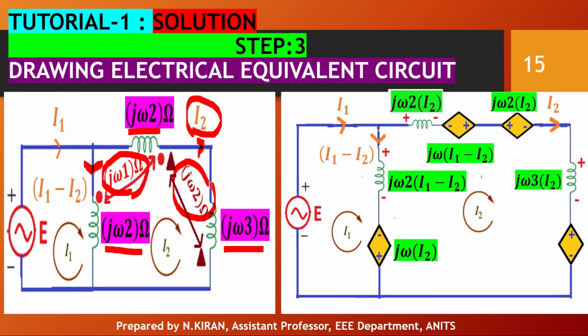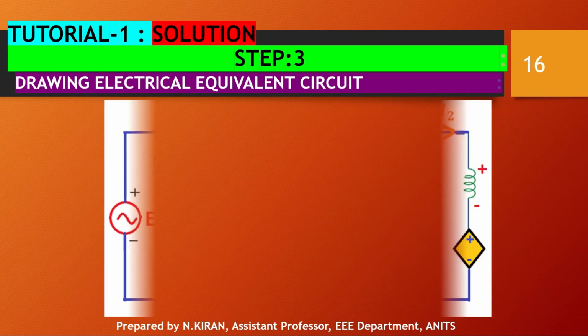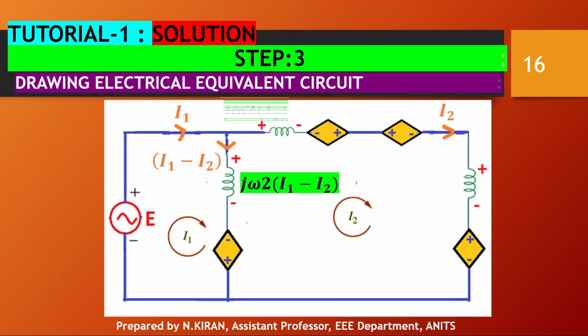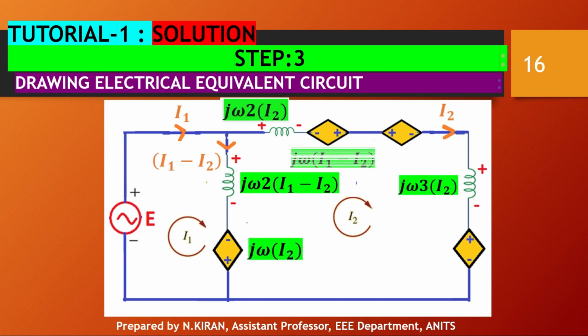And lastly, the third coil. The third coil is magnetically coupled with the second coil. Therefore, the current flowing in the second coil is I2, and the mutually induced EMF in the third coil will be j omega 2 into I2. So these were the respective self-induced EMF and mutually induced EMF in all three coils.